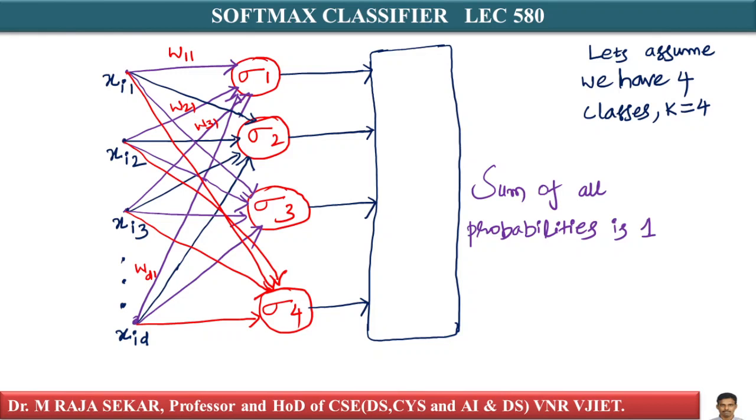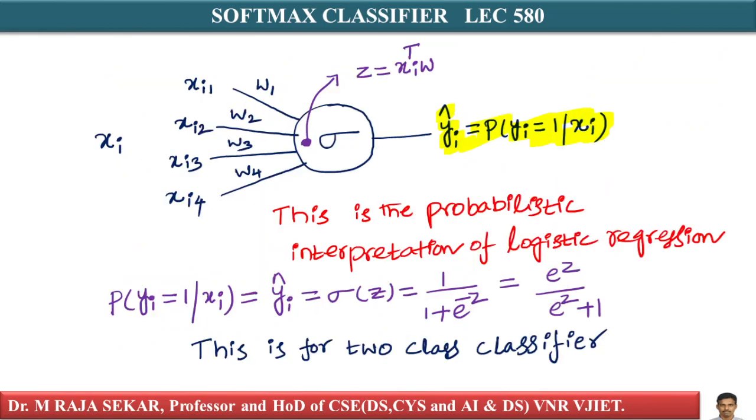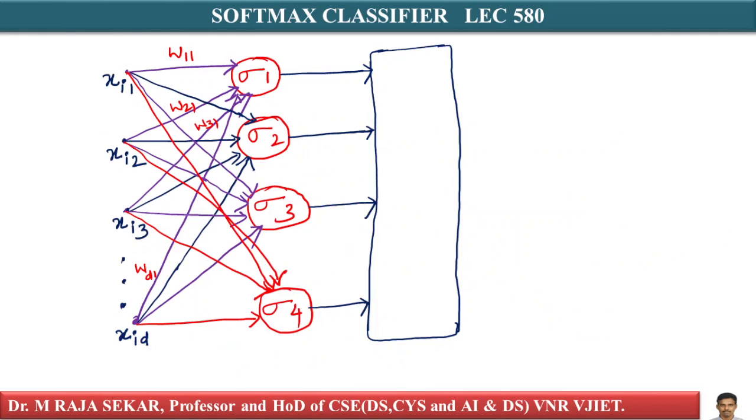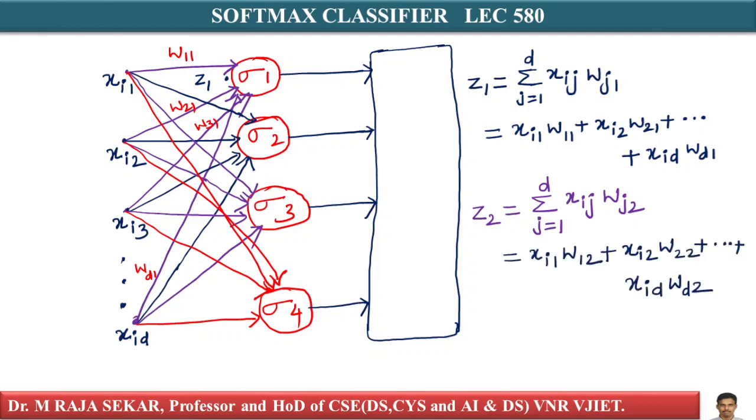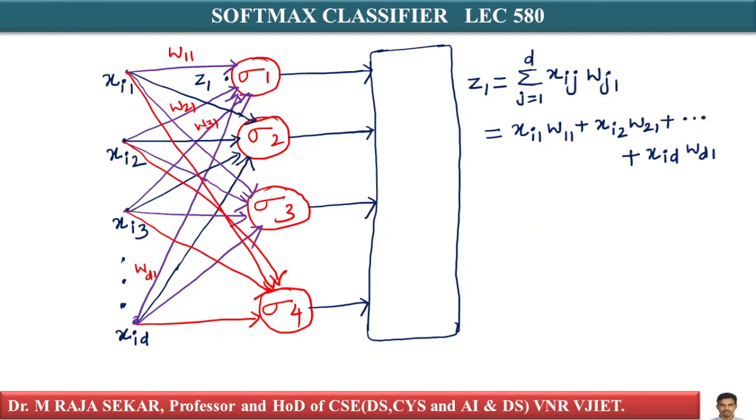Now sigma 1, sigma 2 look as follows. In the case of logistic regression, what is your sigma z? Your sigma z is equal to 1 by 1 plus e power minus z. In the case of the Softmax classifier, let's assume the input you get at sigma 1 is z1, the input at sigma 2 is z2, the input that we get at sigma 3 is z3, and the input that we get at sigma 4 is z4. We discussed all these concepts in our introductory classes. What is z1? It is the sum over j equal to 1 to d of xij times wj1, isn't it?